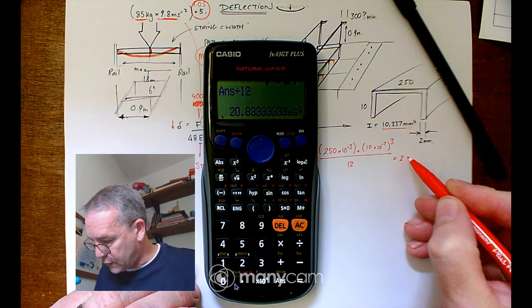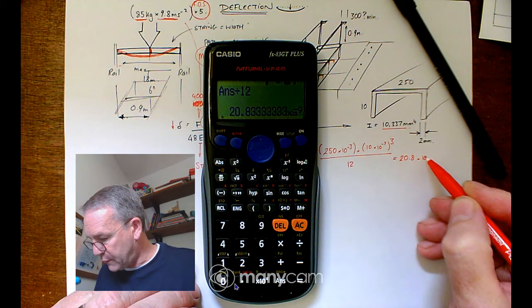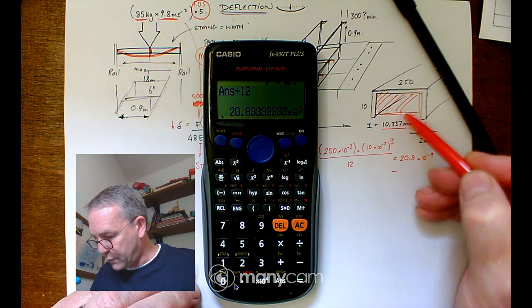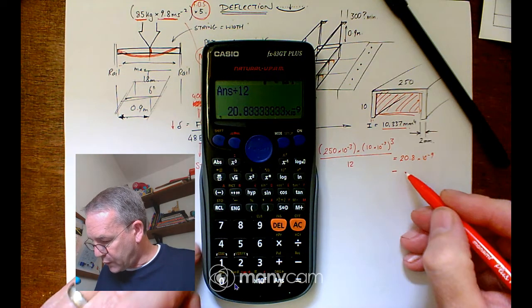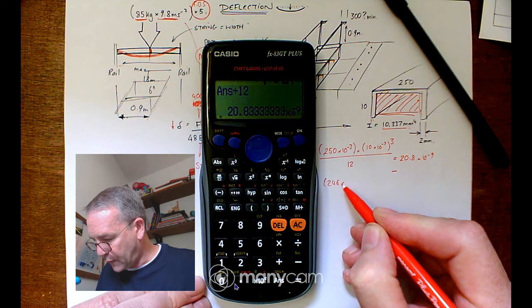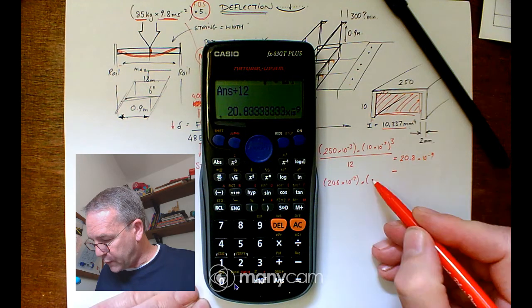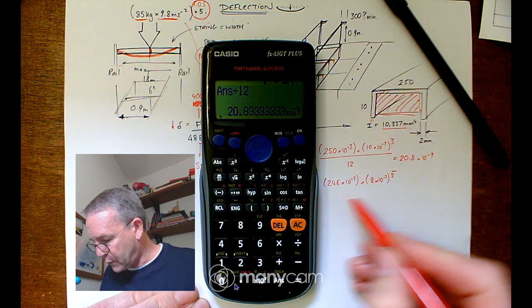20.83, so quite 20.8 times 10 to the minus 9, and then we need to take away from that this inner area. Remember that we had to do that before, so we take that away. Remember this was 2 millimeters, so you end up with 246 times 10 to the minus 3 times, take 2 off there, so it's 8 millimeters times 10 to the minus 3 cubed over 12.